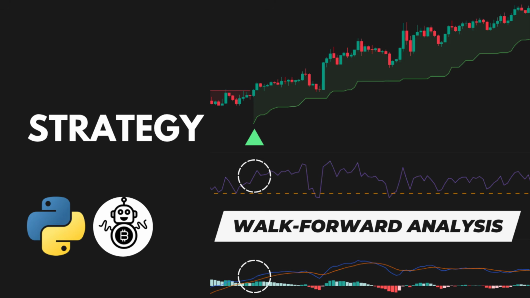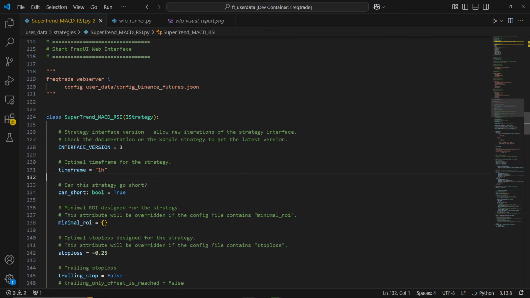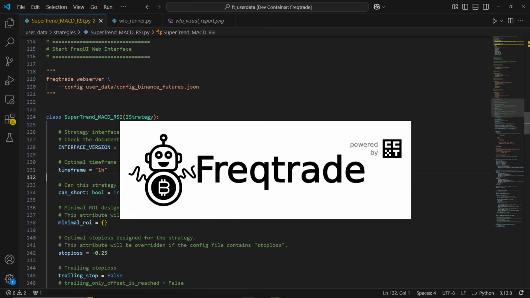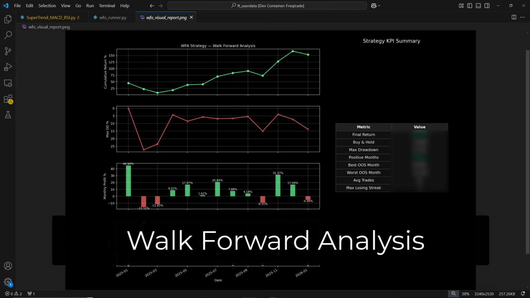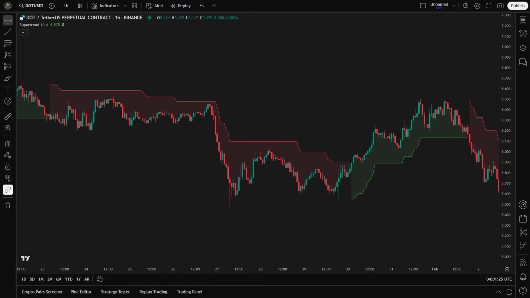Hey everyone. In today's video, we're putting a powerful trading strategy to the test by combining Supertrend with two additional indicators. We'll code the entire strategy in Python, optimize it using Freqtrade, and run backtests to evaluate its performance. Let's dive in. Before we dive into the coding, let's take a moment to break down the key indicators we'll be using in this strategy.